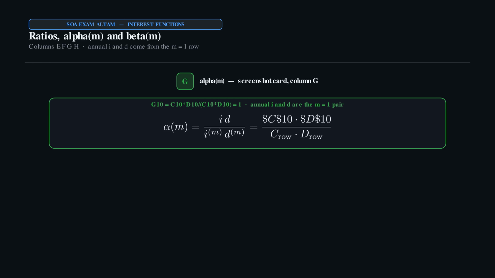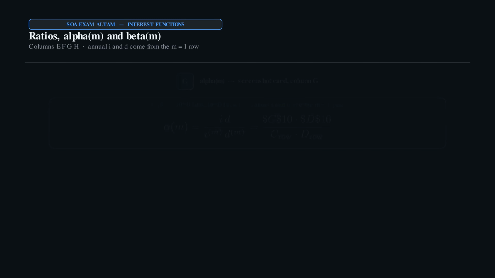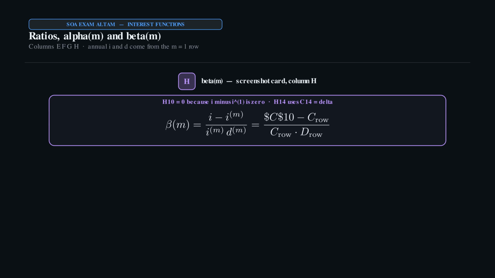Alpha of M is I times D over I upper M times D upper M. The sheet takes annual I and annual D from C10 and D10, the M equals 1 row, and divides by this row's C times D. Alpha of 1 is exactly 1. For every larger M, alpha sits just a hair above 1. Beta of M is (I minus I upper M) over I upper M times D upper M. Again, annual I is locked C10. Beta of 1 is 0. Beta then climbs toward about 1/2 as M goes to infinity.